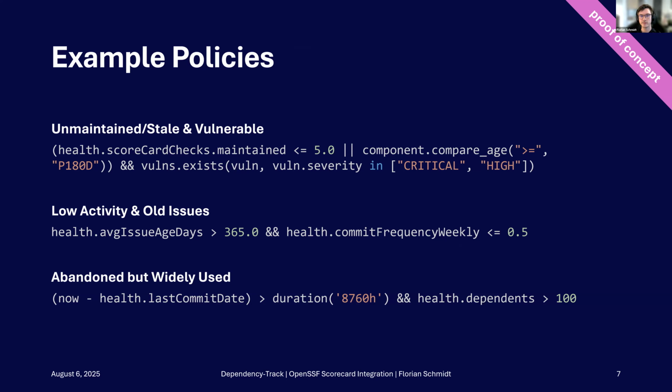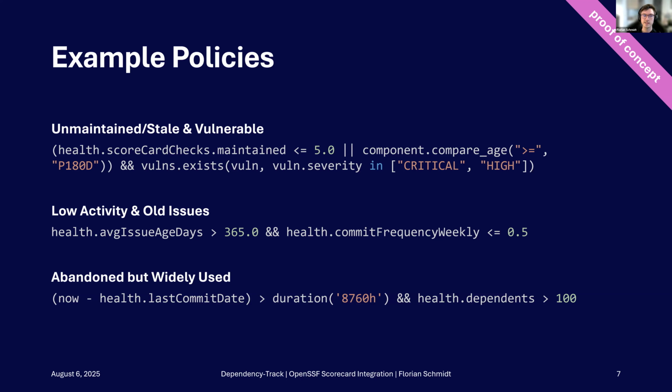There might not be enough maintenance activity to properly address this, and you should look at that dependency. Similarly, with possibly different violation severities, would be the other policies. So low activity and old issues would represent a project that has an average issue age of more than a year and less than 1 commit every 2 weeks on average. So issues possibly piling up or getting rather old in that repository.